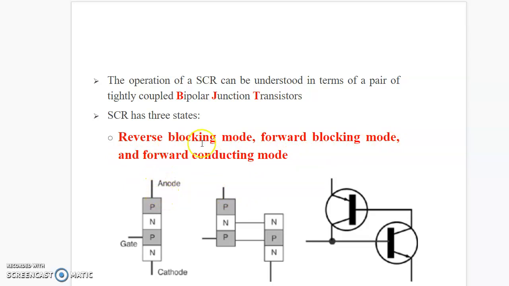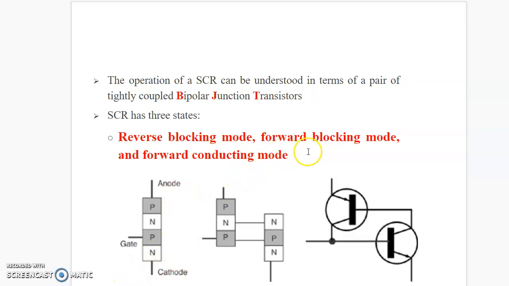What happens in reverse blocking mode? I have told you the keyword is reverse. If you see the keyword reverse, then the cathode is positive and the anode is negative. When the cathode is positive and the anode is negative, with this junction named J1, this J2, and this J3, junctions J1 and J3 are in reverse bias condition, whereas junction J2 is in forward bias condition. So the total impedance of the SCR becomes very high, so it will not conduct. It will not allow current to flow through the SCR.